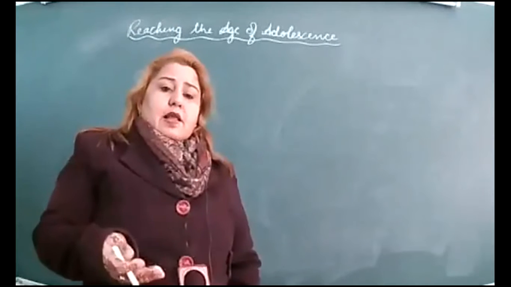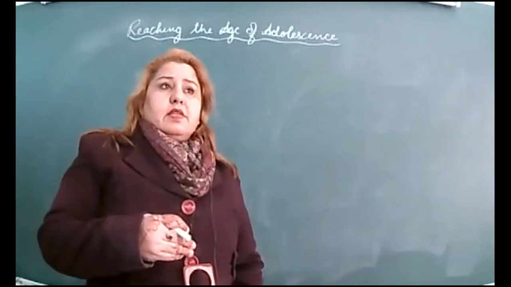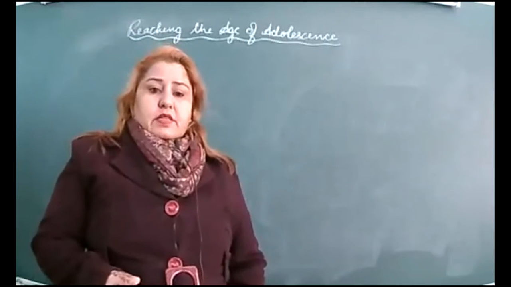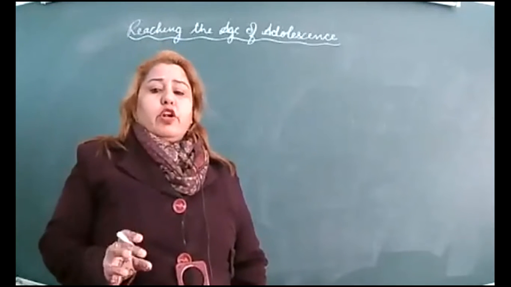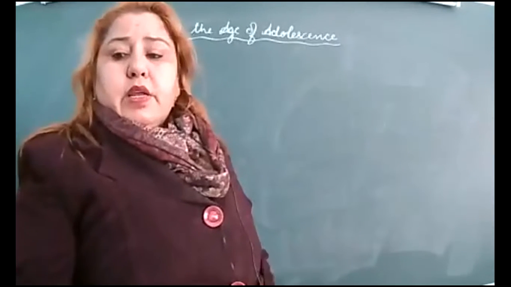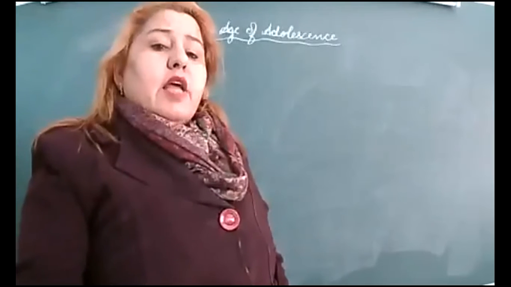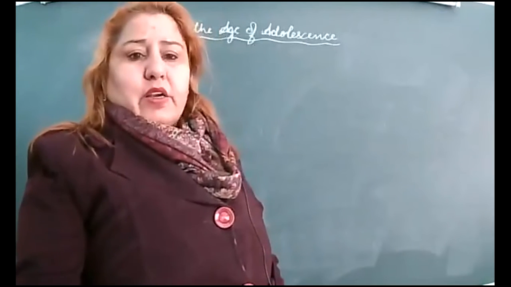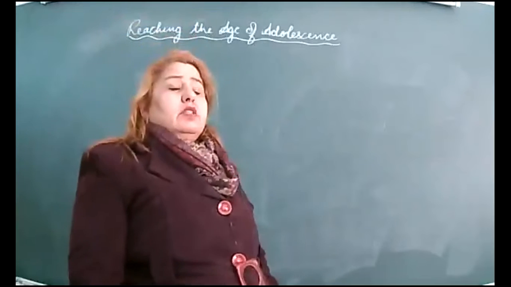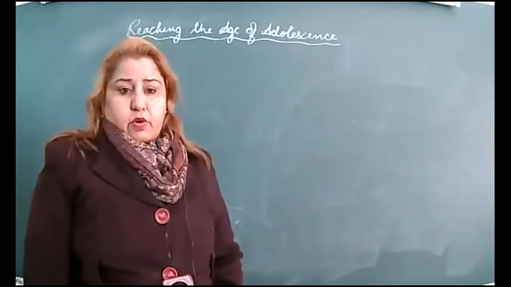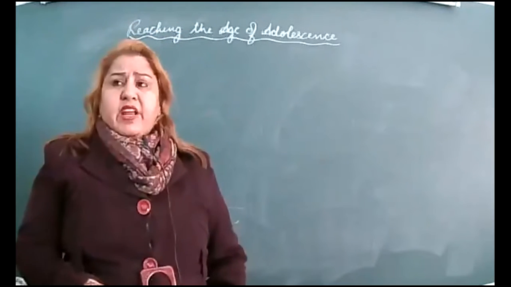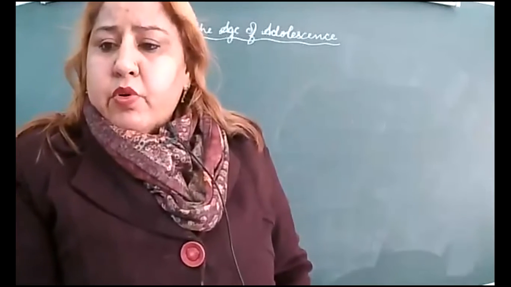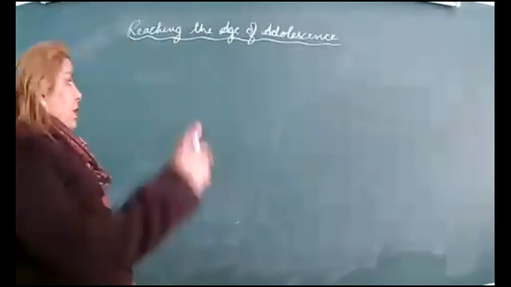Now, beyond the sex hormones, what other hormones are present in our body? We already discussed that hormones are chemical substances which coordinate the activity of living organisms and their growth. Now, what are the other hormones present in our body? Write down the heading: hormones other than sex hormones.